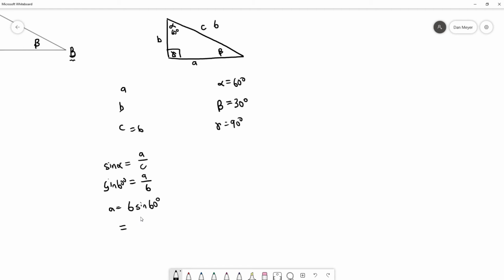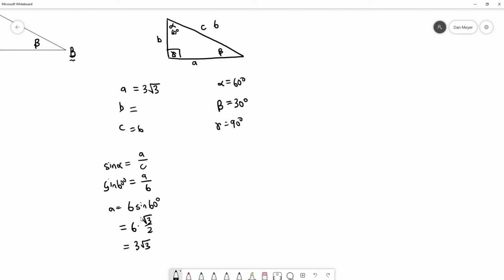And if you're down with your unit circle, you know that sine of 60 degrees is root 3 over 2. And so side length A ends up being 3 root 3 once we simplify, once we cancel the 2's there, 3 root 3. Now, like I said, if we wanted to, we could figure out what side B is by using the Pythagorean theorem, but side B is not all that bad.